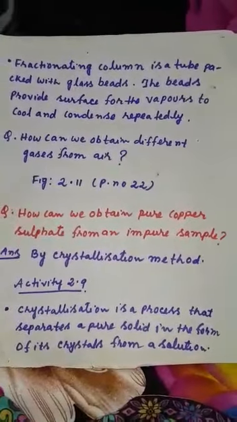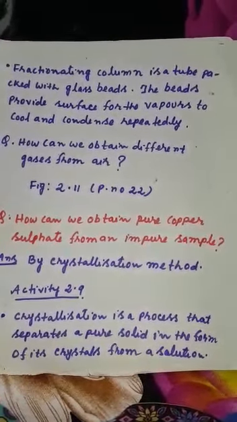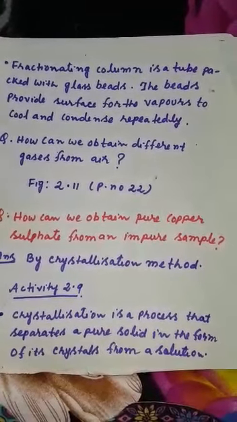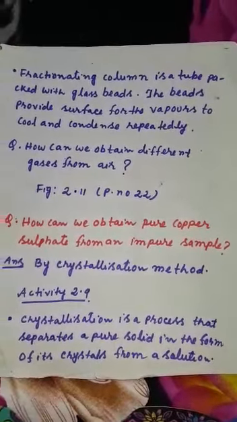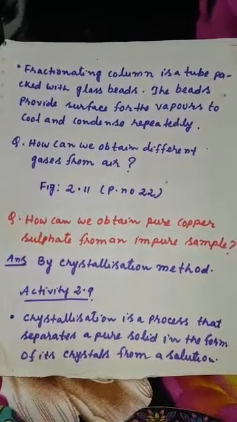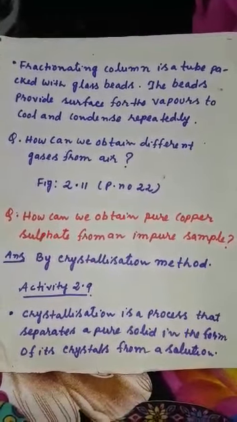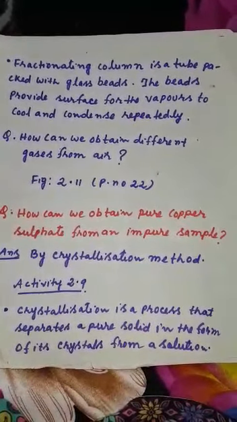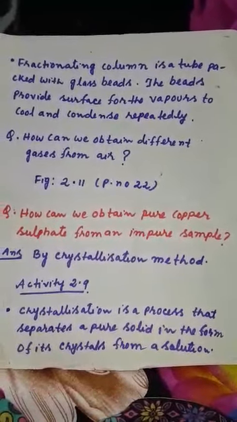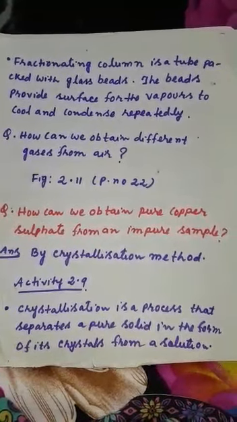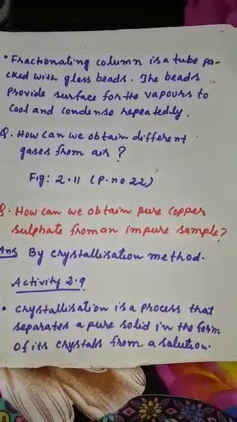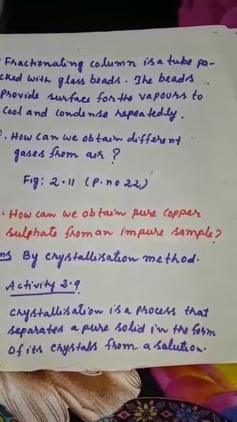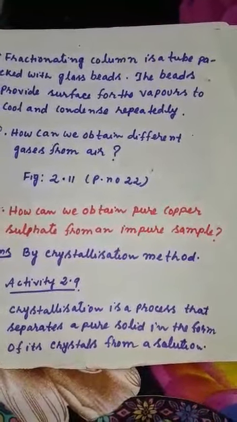Okay. Next question is, how can we obtain pure copper sulfate from an impure sample? Pure copper sulfate means, what is copper sulfate? It is a salt. Okay. Pure means when we get the salt, it is not in the pure form. So how to purify the salt? Actually we purify the salt by a method called crystallization method. Specially copper sulfate is given in your syllabus. So you have to learn how to obtain a pure sample of copper sulfate from an impure sample of copper sulfate.